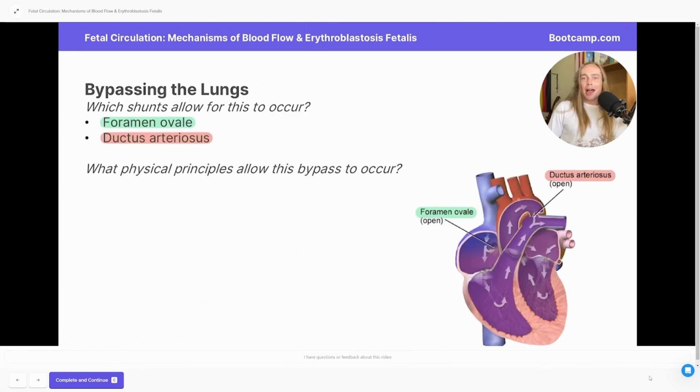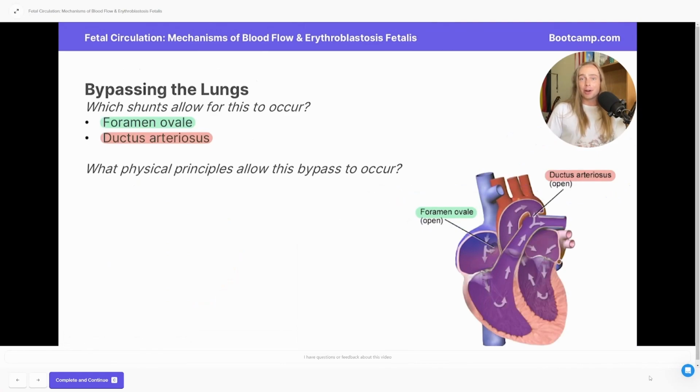Nice, so the shunts that allow for fetal blood to bypass the lungs are the foramen ovale, which if you remember is just a hole between the left and right atria, and our ductus arteriosus, which connects our pulmonary trunk to the descending aorta. As a quick review, recall that slightly oxygen-rich blood from the inferior vena cava is going to make its way into the right atrium, where it eventually passes through the foramen ovale into the left atrium, thus allowing this slightly oxygen-rich blood to bypass the pulmonary circuit.